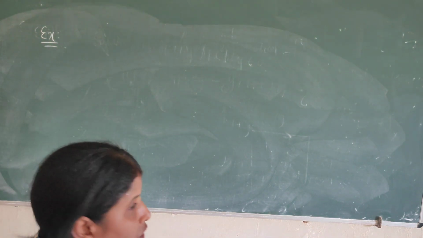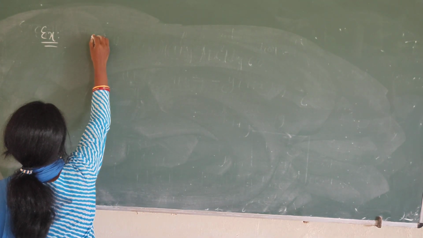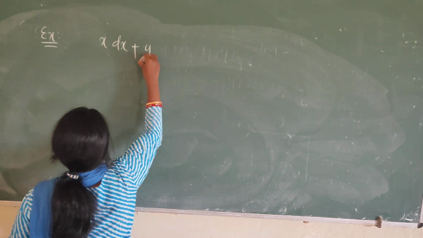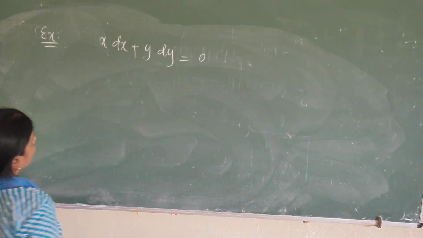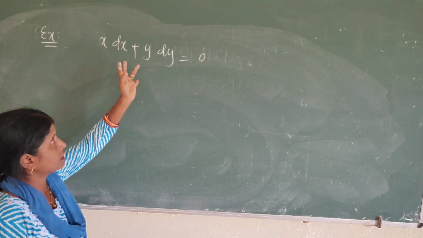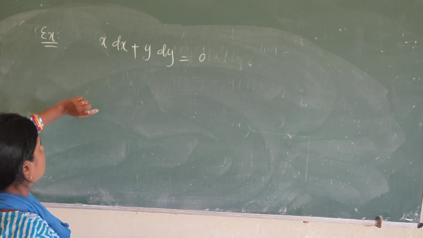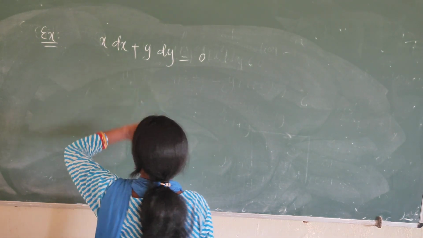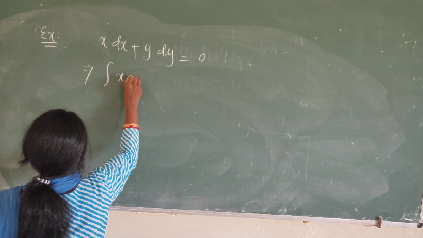Let's do another problem. Type 1 problem. x dx plus y dy equal to 0. Here we have f of x with respect to dx, also f of y with respect to dy. This is already separated in variables, so we have to directly integrate on both the sides.